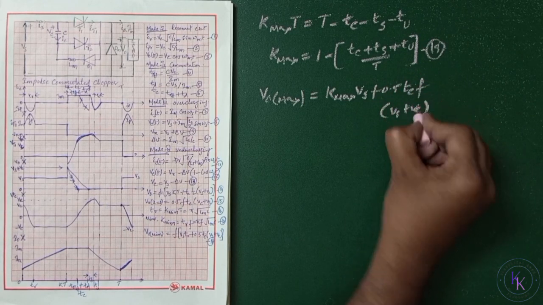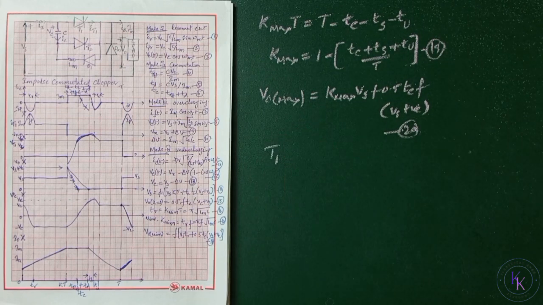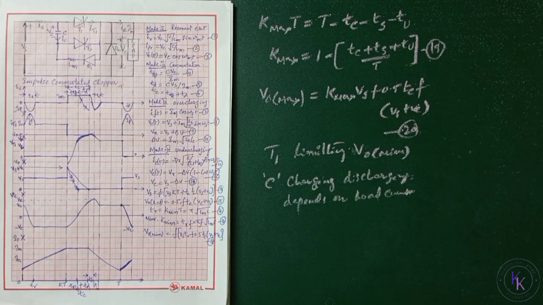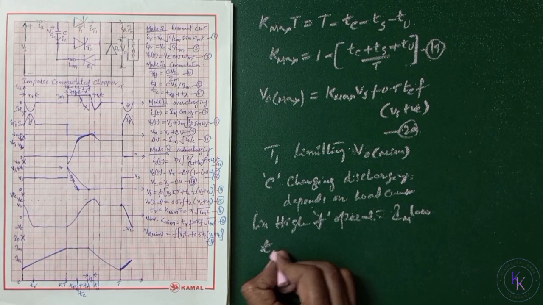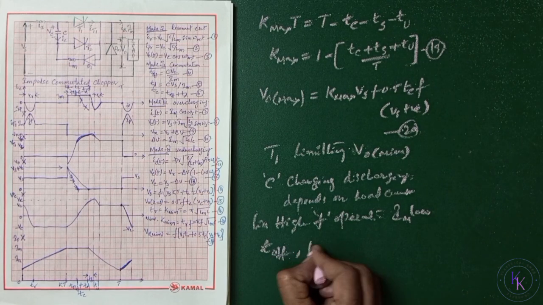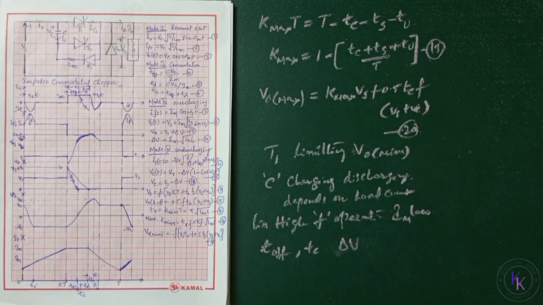The maximum output voltage, V0 max, equals K max Vs plus 0.5 Tc f of (Vs plus Vc). As T1 carries the resonant reverse current, this increases its peak current rating and limits the minimum output voltage. The discharging and charging times of the commutation capacitor depend on the load current, and this limits high frequency operation, especially at low load current. The available turn off time T off, commutation time Tc and voltage delta V depend on Im instead of Ia. These are the limitations, and there are some fixed values that need to be addressed for the betterment of thyristor choppers.